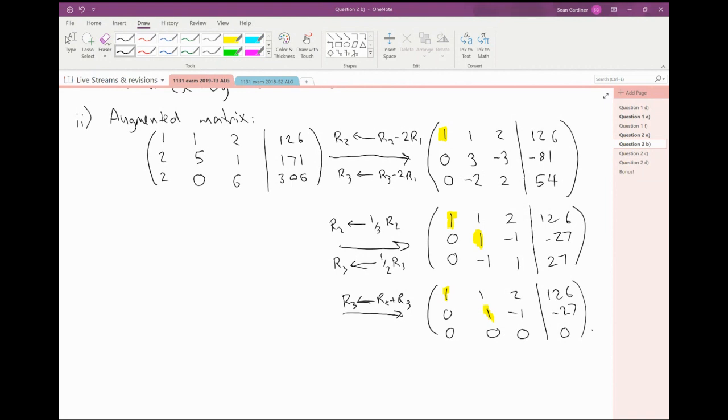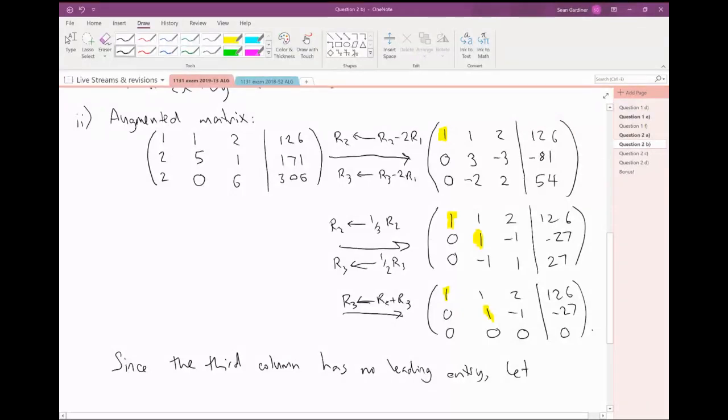So I can start off by introducing a parameter, and the parameter I'll introduce can be associated with the column that's missing its leading entry. So I can say, since the third column has no leading entry, we will let the corresponding unknown, so we'll let z be lambda, okay?